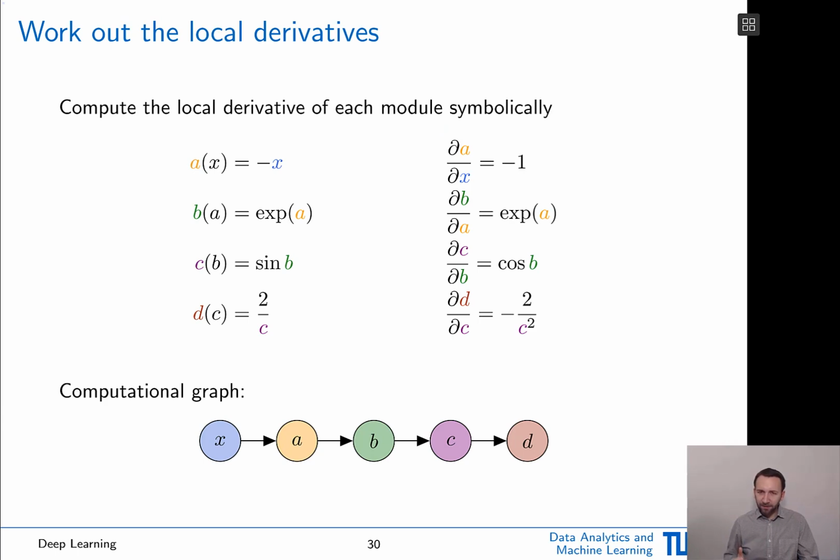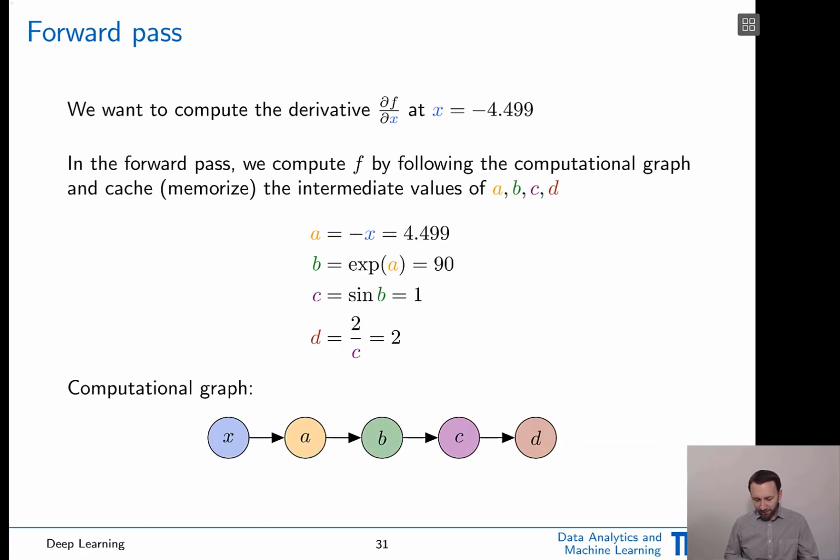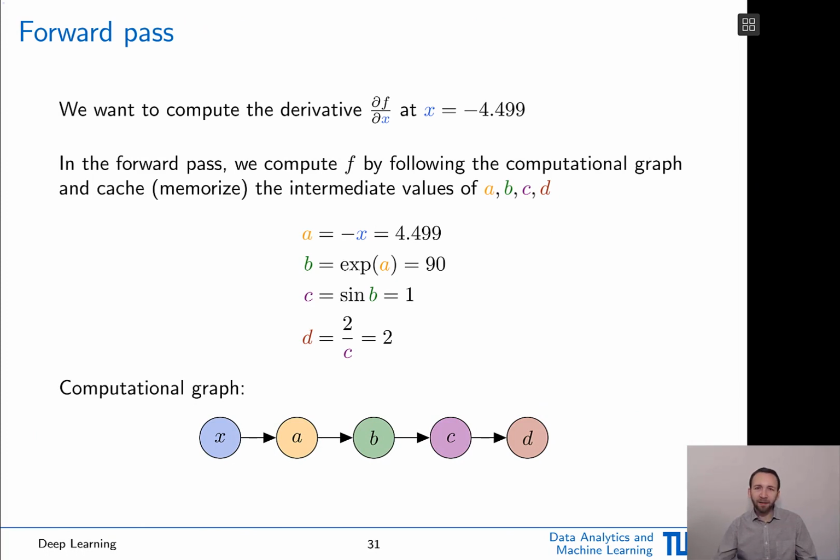So now comes the question: how do we get the global derivative? We first have to do this by doing a forward pass through our computation graph. The computation graph we want to evaluate only at a specific point. So let's say we want to compute the solution at the point minus 4.4999. This is just some example. At the end of the day, we want to know the gradient at this position.